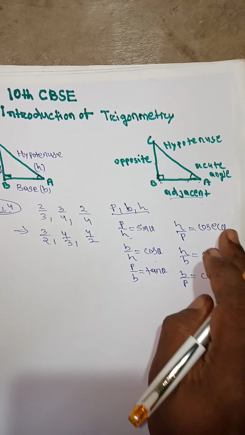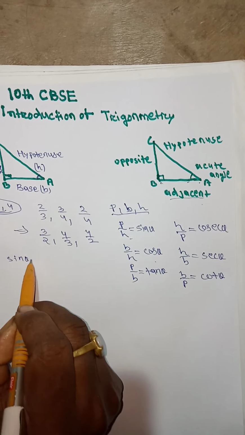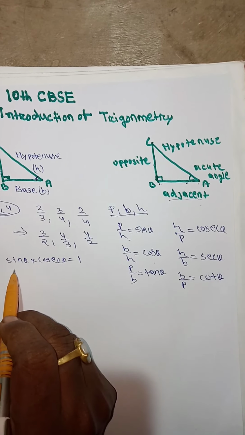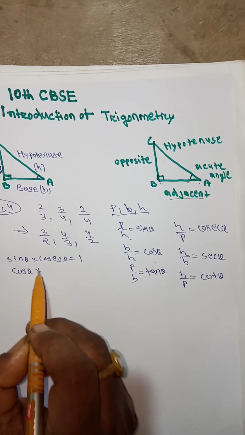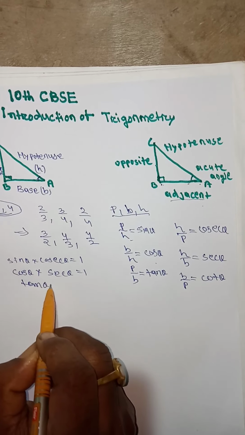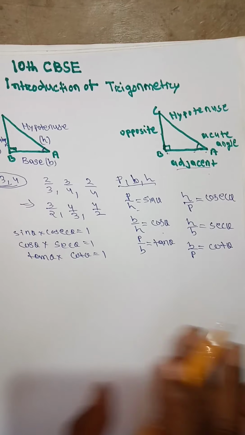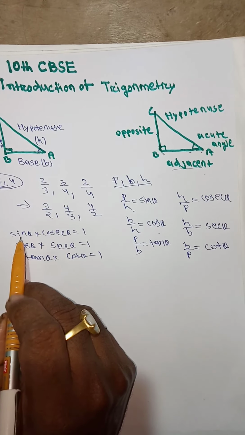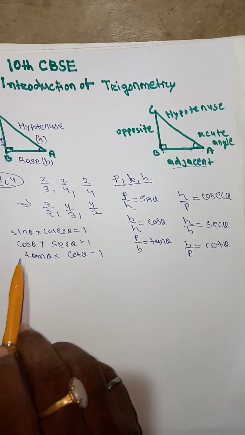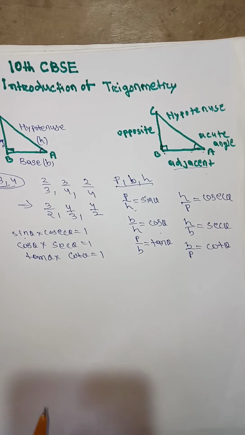Now sin and cosec are reciprocals of each other. So sin theta into cosec theta equals 1, cos theta into sec theta equals 1, tan theta into cot theta equals 1. So like this you can write sin theta equals 1 by cosec theta, or cosec theta equals 1 by sin theta, cos theta equals 1 by sec theta, sec theta equals 1 by cos theta, like this.